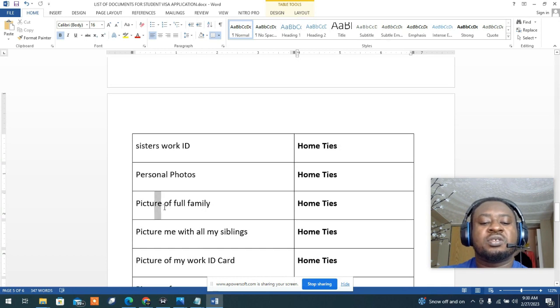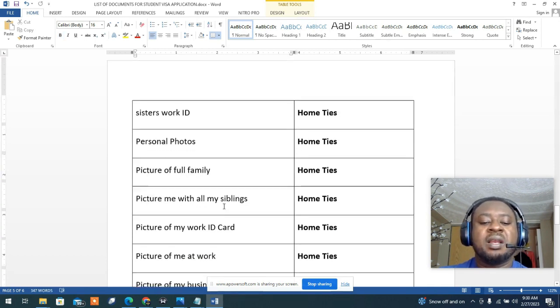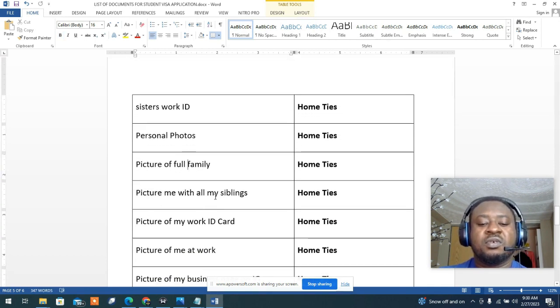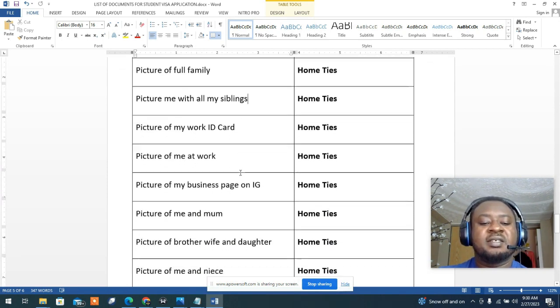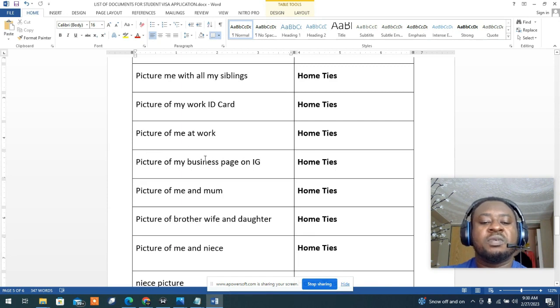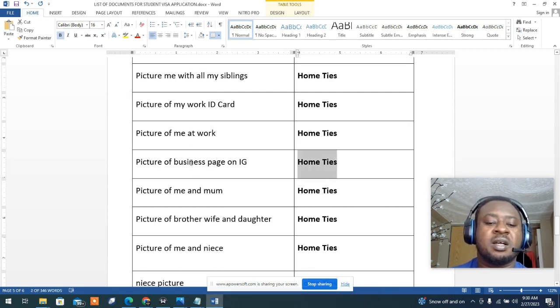Then we'll talk about pictures: pictures of your full family, pictures of you and your siblings, then pictures of your work ID, pictures of you at work, pictures of your business page. You have a business page on Instagram, on Facebook, on Twitter, and you have a lot of followers. You have a business that is booming. You can also include that you have a lot of followers. Then it's a strong home tie, and it shows that yes, you are actually busy in your country. You are not a liability to your government.